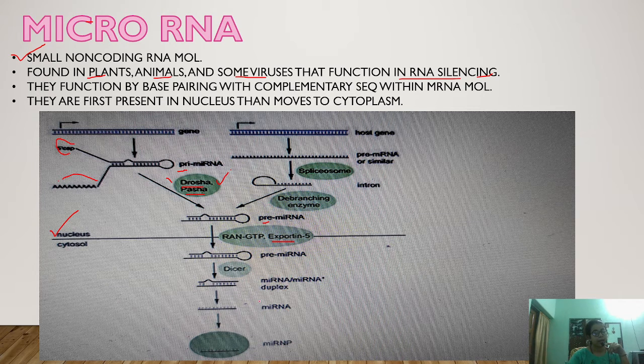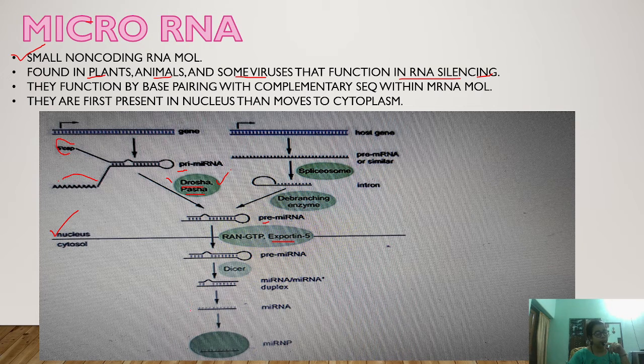That is, Dicer will come and cleave it into a shorter miRNA, and then two strands will be formed. One is the passenger strand, one is the guide strand. Obviously AGO2 and TRBP, that is the Argonaute and TRBP proteins, will both bind the passenger strand and the guide strand.